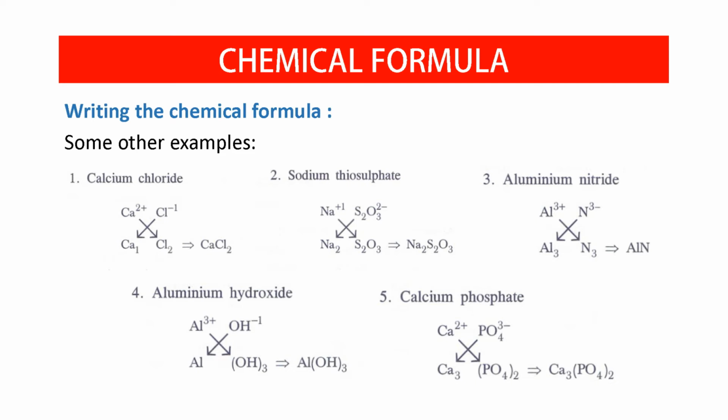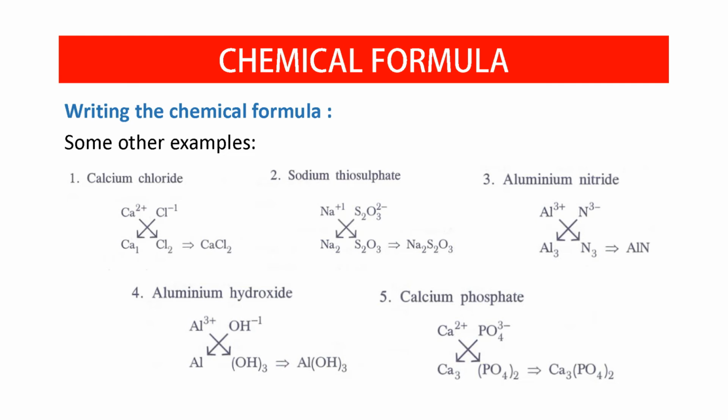So here we can see other examples, like calcium chloride. How can we write the formula of calcium chloride? First we write the positive radical, this is Ca2+, then we write the negative, chlorine minus 1. Then we interchange the charges. So the charge of chlorine will go to calcium, and the charge of calcium will go to chlorine. So Ca1 and Cl2.